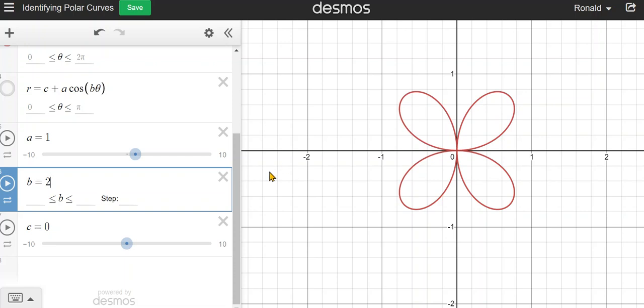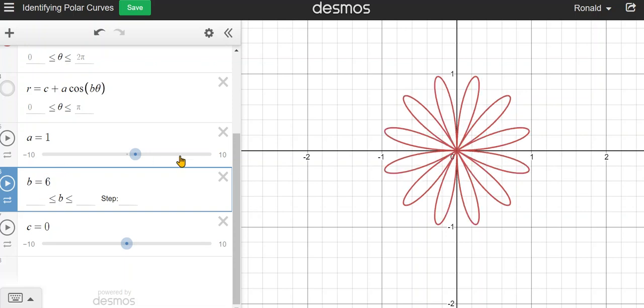Now, one thing that's important to realize is that there's a relationship between the number of petals and the b value. When the b value is even, such as 2, the number of petals will be twice the b value, which is 4. If I change the b value to 6, we're going to have 12 petals.